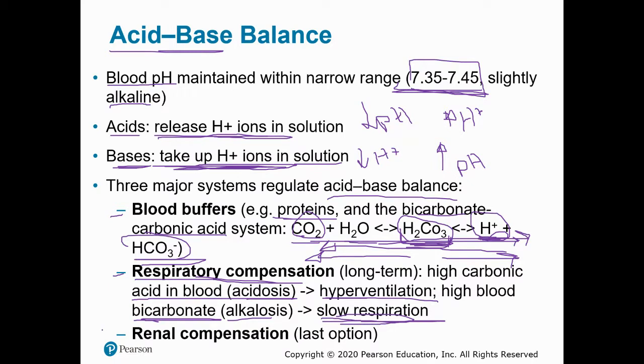And then there's a last option for acid-base balance, which is how the kidneys can compensate. We really only see renal compensation for acid-base balance in severe situations. So for our class, we won't really talk in detail about renal compensation, but it is a third way that the body can help to maintain this pH balance of the blood, usually under severe circumstances.